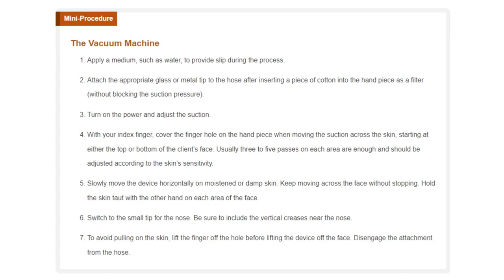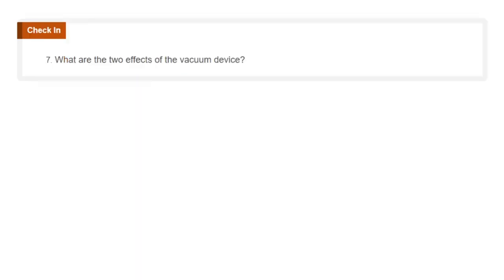Switch to the small tip for the nose. Be sure to include the vertical creases near the nose. To avoid pulling on the skin, lift the finger off the hole before lifting the device off the face. Disengage the attachment from the hose. Check in. What are the two effects of the vacuum device?